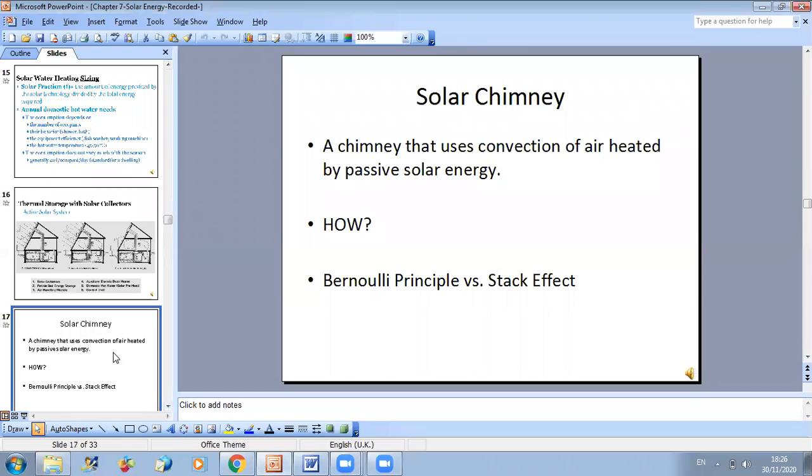Now, another important application of solar energy is the solar chimney. A chimney uses the convection effect in order to circulate air to heat a space. It is based on relying on convection of air to heat a certain space. What is the concept of solar chimney? It relies on the Bernoulli principle and the stack effect. So here you have two possible effects, the Bernoulli principle or the stack effect, and we will explain each of these two.